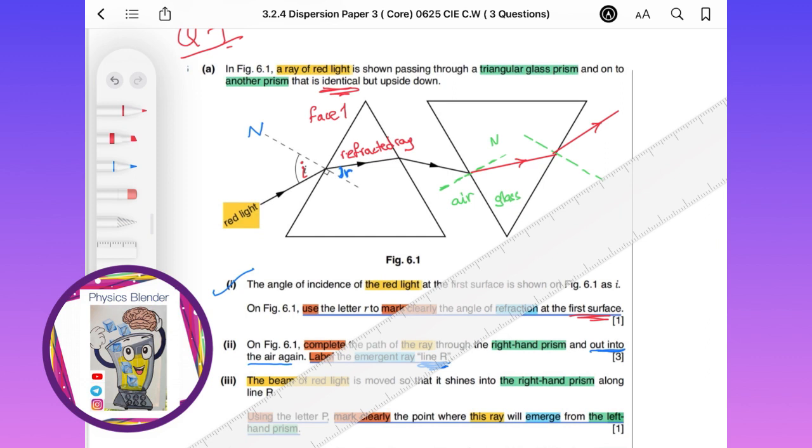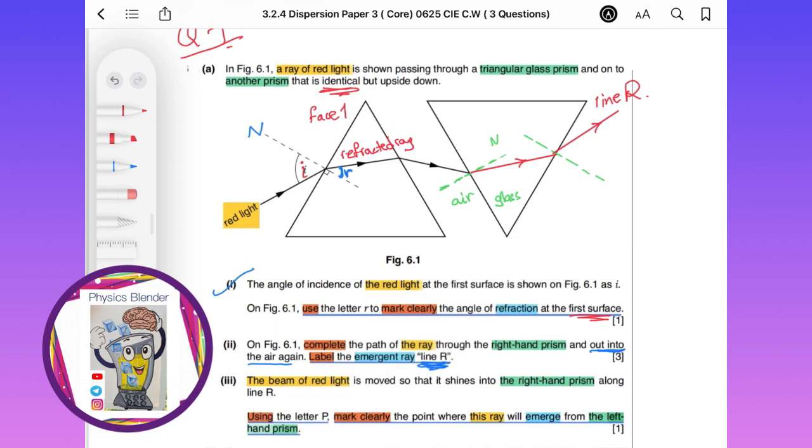I will label it line R. Okay guys, this is the emergent ray, and we complete the path of the ray from the right hand prism and out into air. So we are done with the second part.